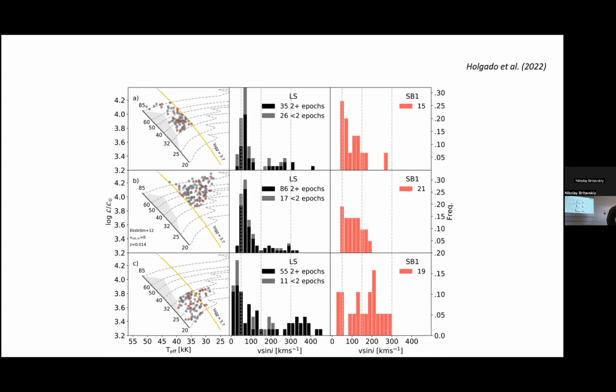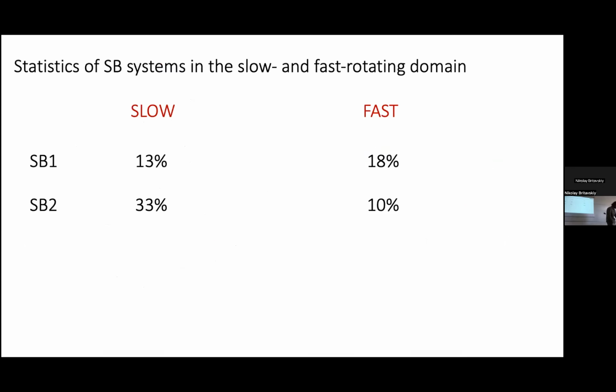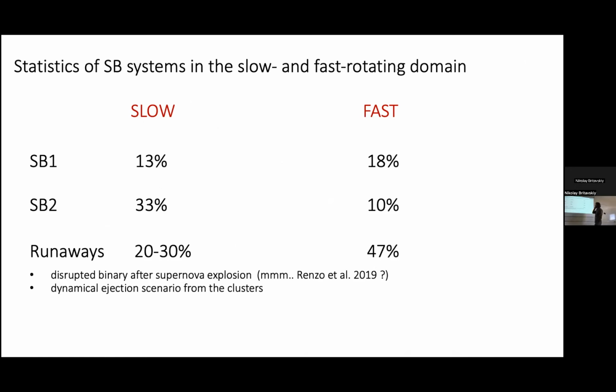Okay, so just to finish up, the main conclusion is that we compare the statistics of binaries in different domains. We see that we have a much larger percentage of two-component spectroscopic binaries in the slow rotating rather than the fast rotating. It means we can already speculate that here is a pre-interacting system, here is a post-interacting system. But again, we need to confirm it with real simulations. And the percentage of runaways is extremely high.